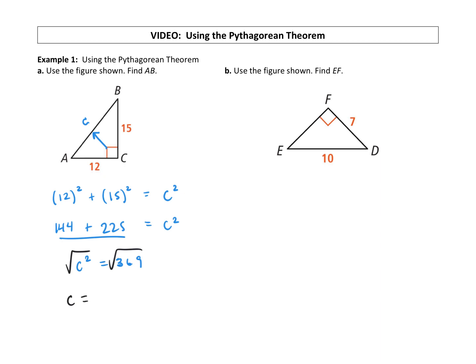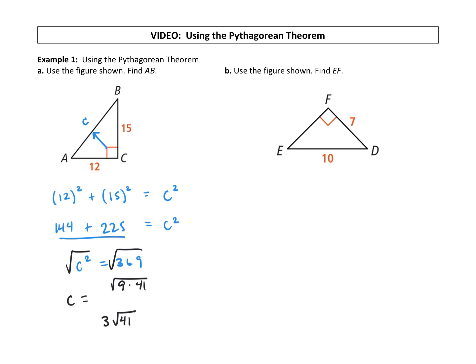We did some prep work for this unit on reducing radicals. So can 369 be rewritten with a perfect square? Yep, that can be rewritten with a 9 and 41. So 9 times 41. So we can take the square root of the 9. Square root of 9 is 3. And that 41 stays underneath the radical.